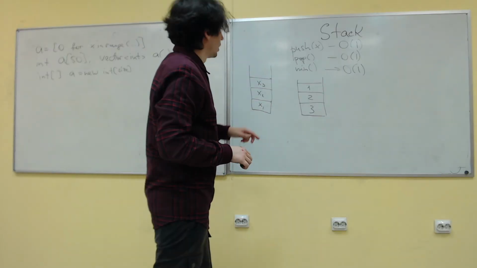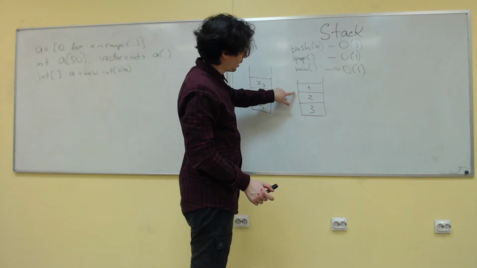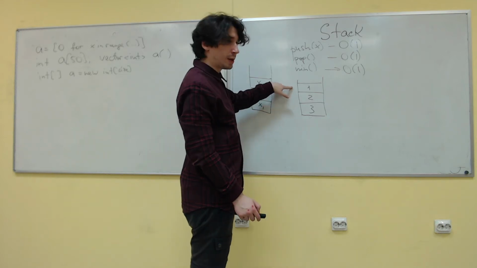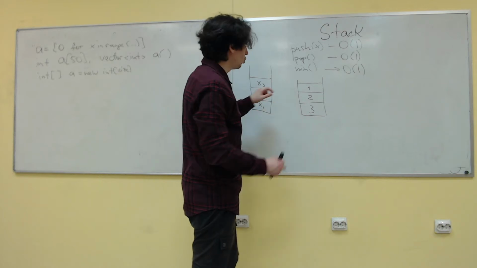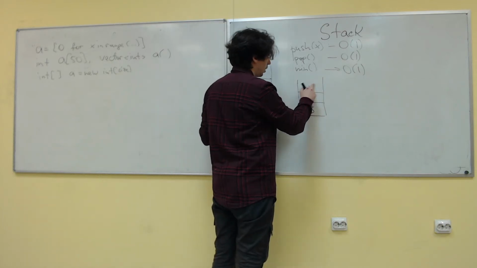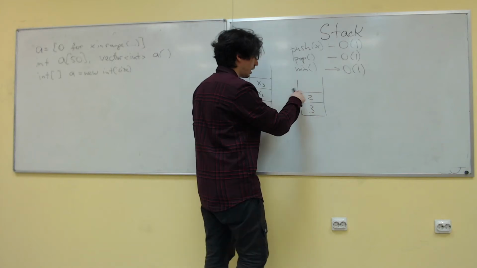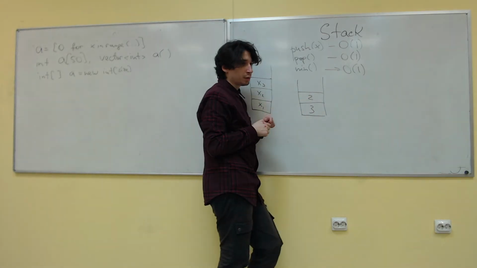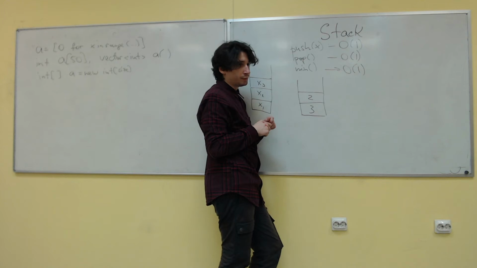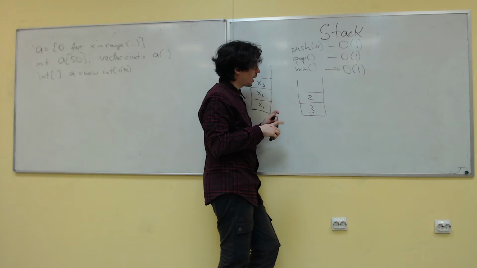Everything is visible here. So suppose you put 3, 2, and 1. The minimum is 1, right? You remove it. Where do you contain the minimum? Okay. Maybe in another stack of minimum. Oh, okay, in another stack.